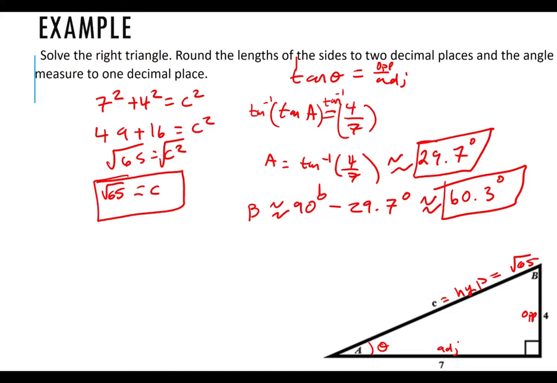And at this point, I guess they did say round the lengths of the sides to two decimal places, so let's actually round that to 2 decimal places. But the square root of 65 is approximately 8.06, and so I guess that's really what they wanted.